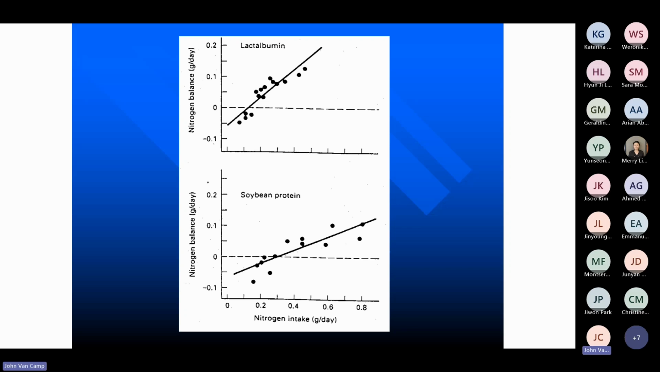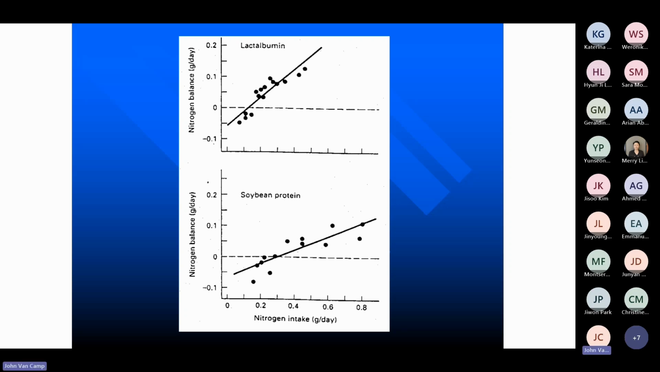You can see that by looking at the inclination. And so it's much steeper here in lactalbumin than in soybean protein. So the steeper it becomes, the higher the quality of the protein. This also means that the connection point here, where balance is equal to 0, is actually moving from the right to the left. And the closer you come to the left axis, the higher quality protein you get.